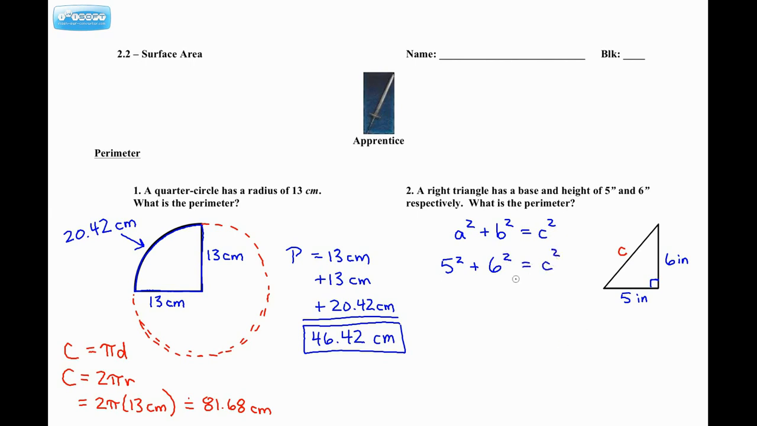Okay. I've left the units out of the problem. I just have to make sure to put them back in at the end, but I know everything is in inches. So this is 25 plus 36. That's equal to c squared. Okay. And if you add those together, you get 61 is equal to c squared.